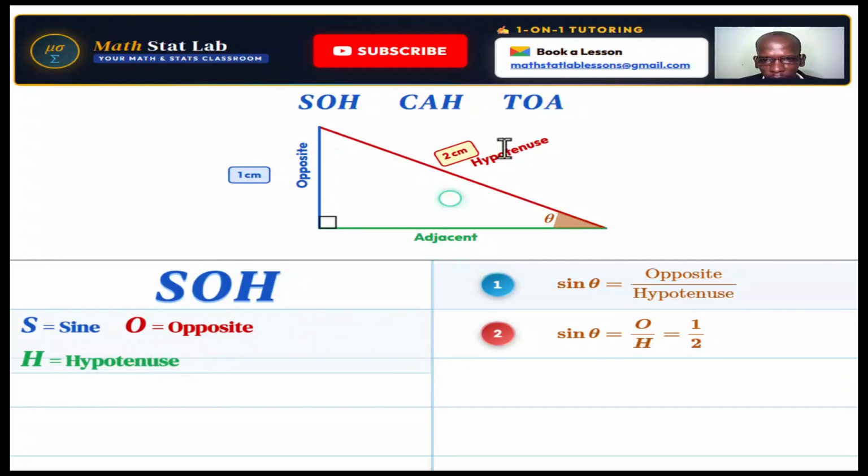That just basically means the hypotenuse, this line here, is equal to, we already know the measurements of the opposite, which is 1 centimeter, divided by the hypotenuse, which is of course 2 centimeters. So it becomes sine theta is given by 1 divided by 2, which is just half, and half can also be written as 0.5. Therefore, the sine of this angle here is 0.5.